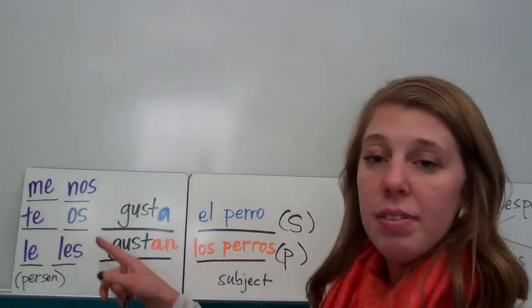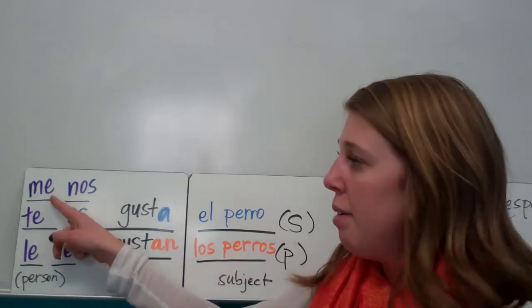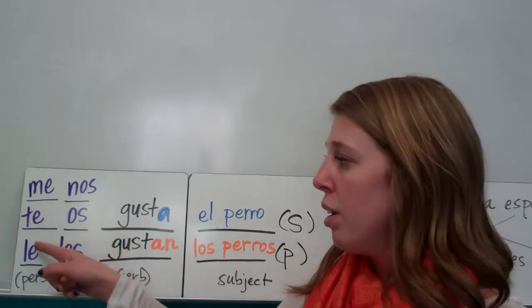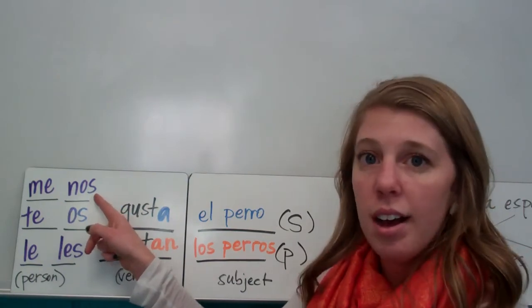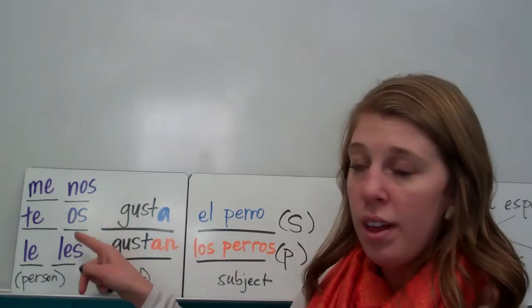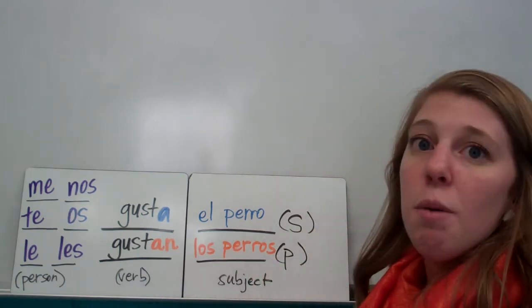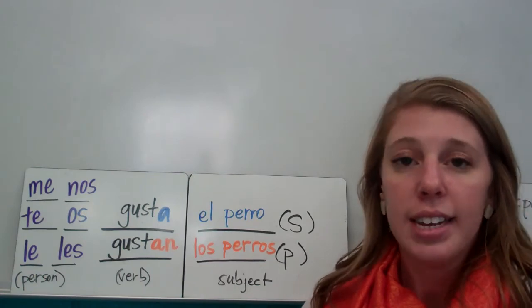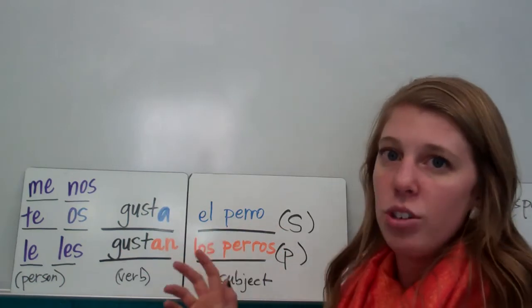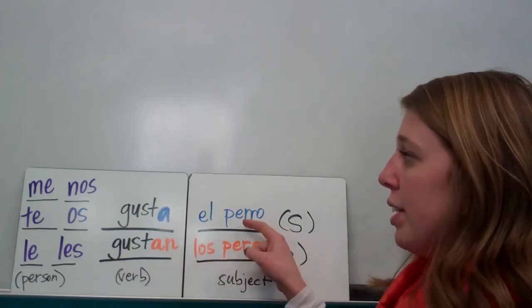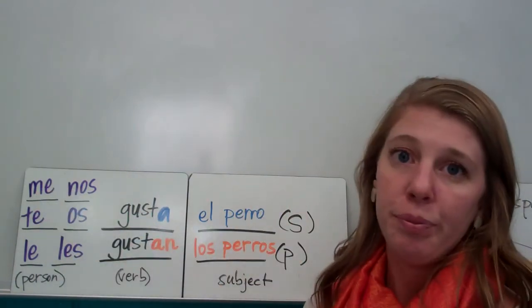So we have, these are our indirect object pronouns. And so this one, me, means me. Te means you. Le means him or her. Nos means us. Os means y'all. And les means them. Okay, so the first step whenever we're writing a sentence using Gustar-like verbs, we're going to start at the end. We always have to start at the end.